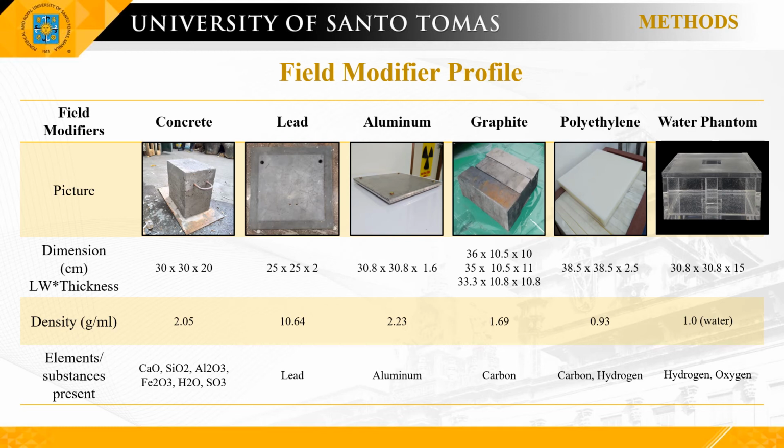The shortest modifier is lead and the tallest is polyethylene, which is a common material for moderating neutrons, with compositions of large neutron cross-sections, which means more likelihood of neutron interaction.